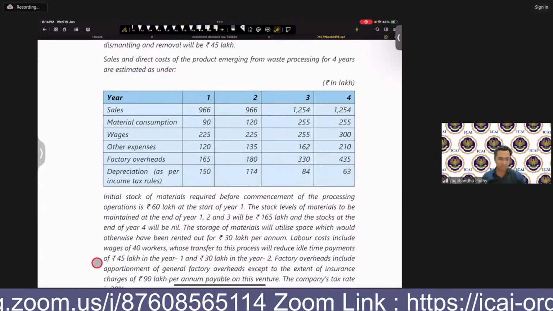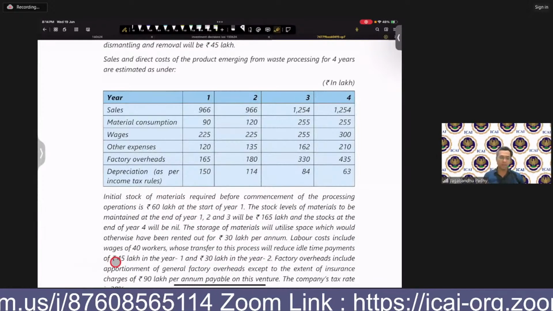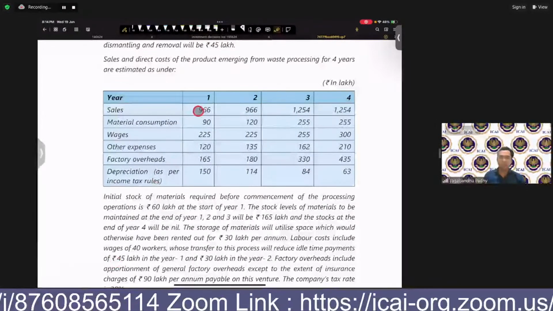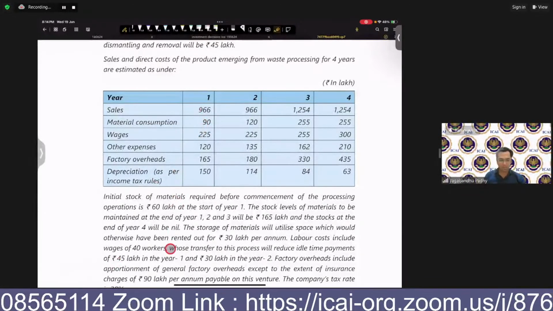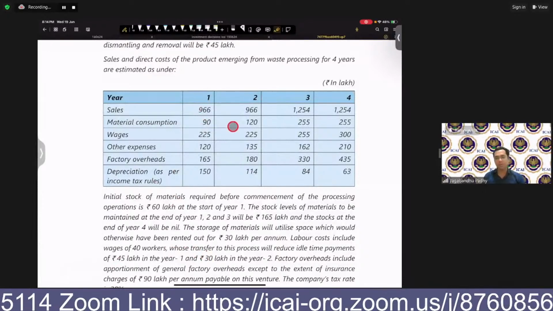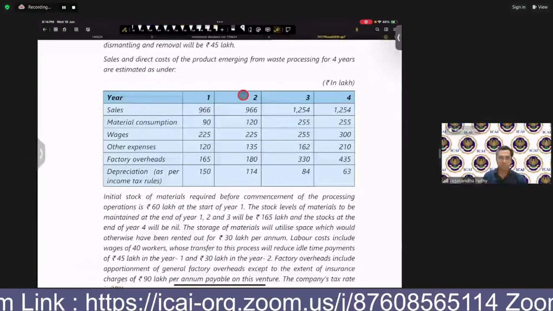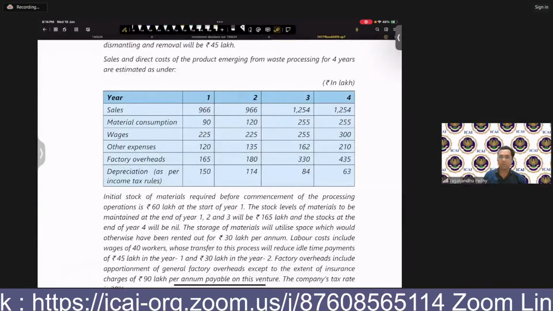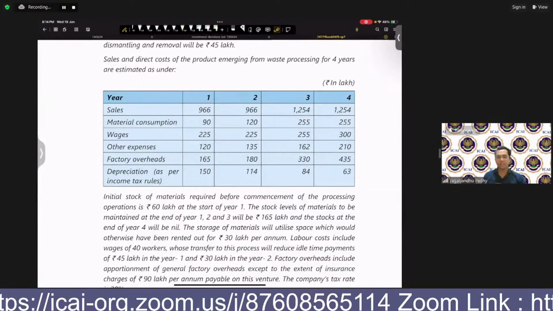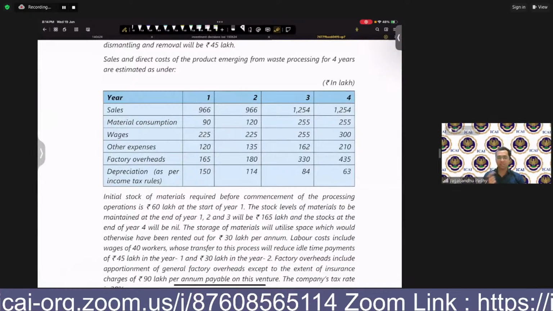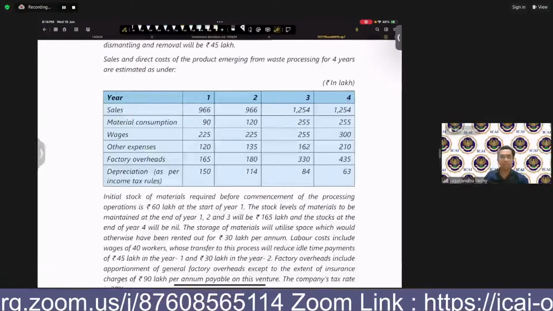The 45 lakhs which you were making payment to the old workers, they will not be paid now in the first year. And similarly, the idle wage payments of 30 won't be made in the second year, because they will be getting involved in this project, and I need not make any extra payment. So any extra payment that we make, that is what we are going to consider over here.